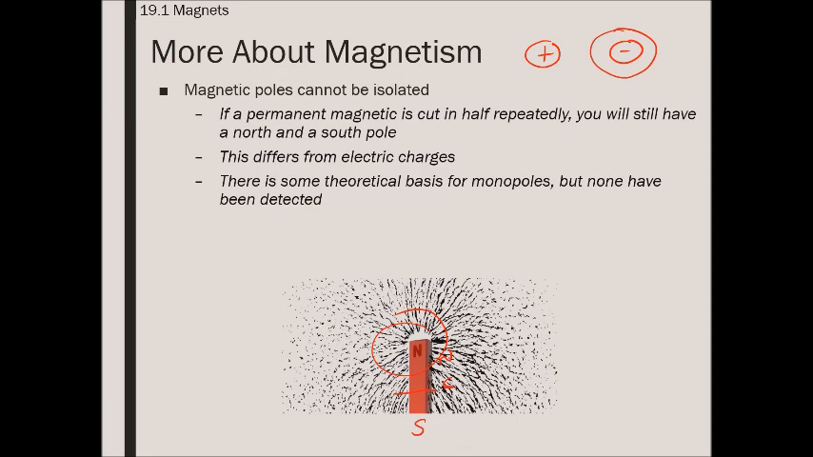There are some physicists that are working on trying to see if we could ever isolate a monopole, but from what you'll see where magnetic fields come from, I doubt if that is ever possible.